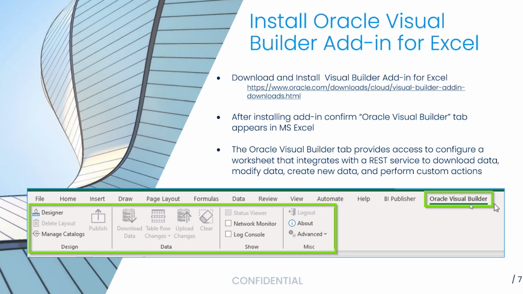From the Oracle Visual Builder tab, you have access to new features that you would not normally see in your standard Excel workbook, such as some designer capabilities, manage catalogs. We'll see how these are used shortly. When I took this screenshot, I didn't currently have a connection to any of my Oracle environments. So the download and the upload is grayed out, but this would be available to you. And we'll see that later when we get into the demo as well. But you have the new menu tab in your ribbon, and that provides you with some new functionality that you'll get to see how that works.